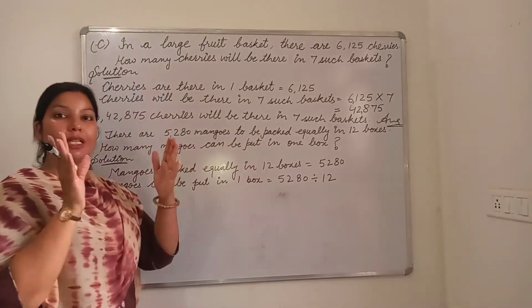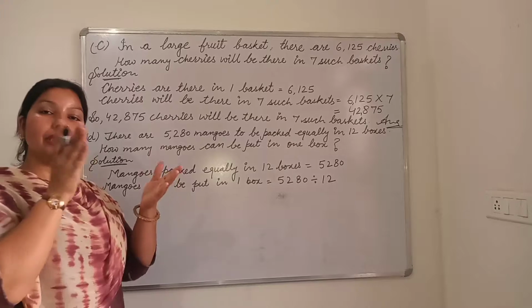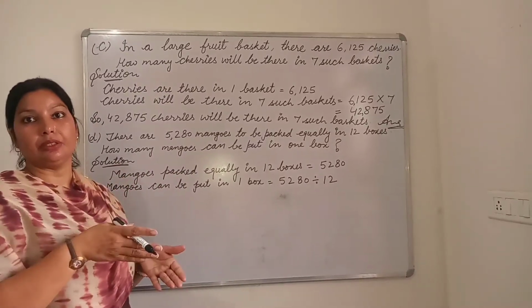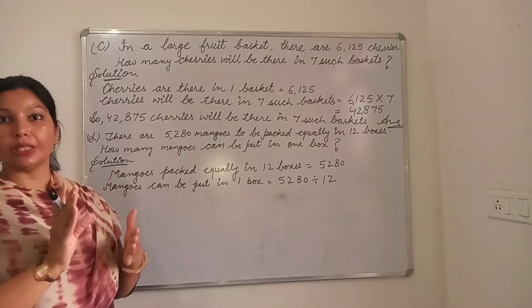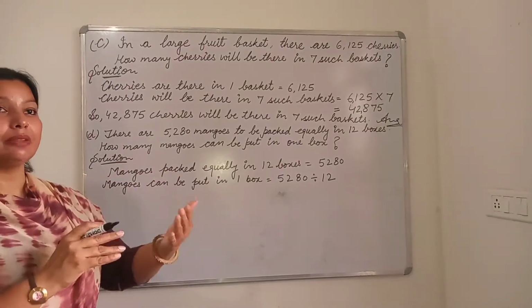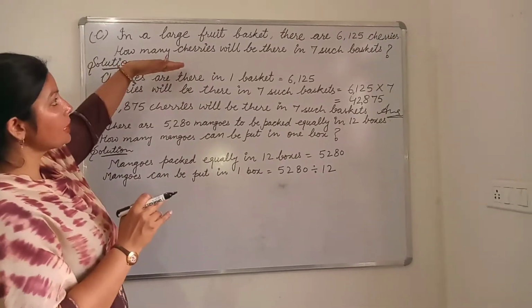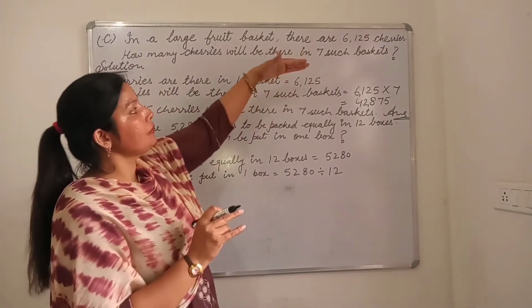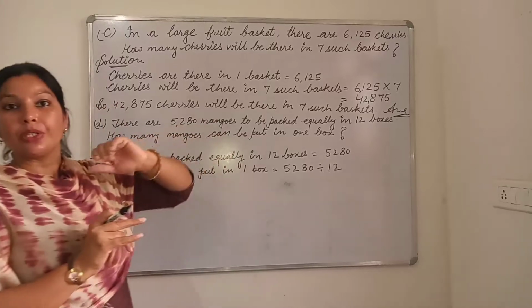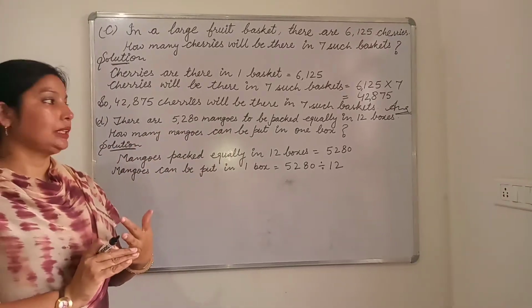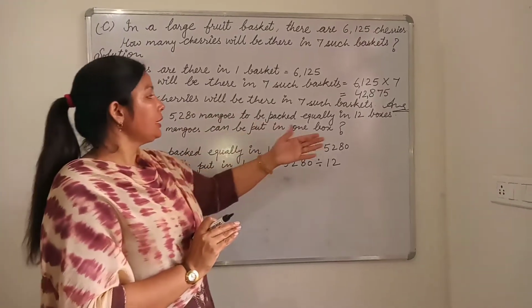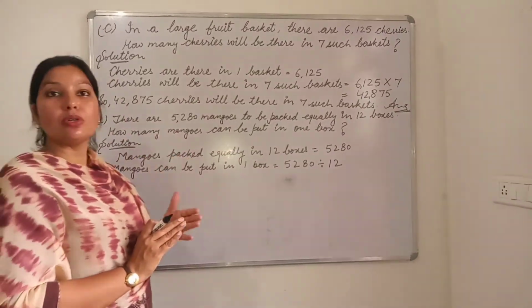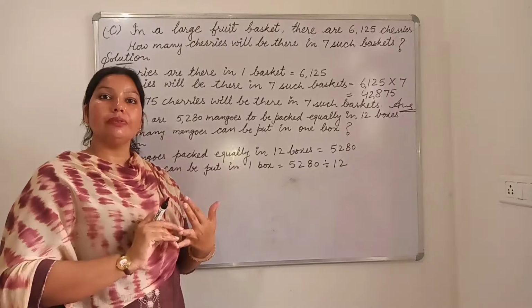Whenever we have value of more and we are finding of 1, for that we will always divide. When we know the value of 1 and we are finding more than 1, then we multiply. So in this part we have the value of 1 basket and we are finding 7 basket value. So for that we will do multiplication. And here we know that 12 boxes of mangoes and we have to find 1 box of mangoes. So for 1 we will divide.